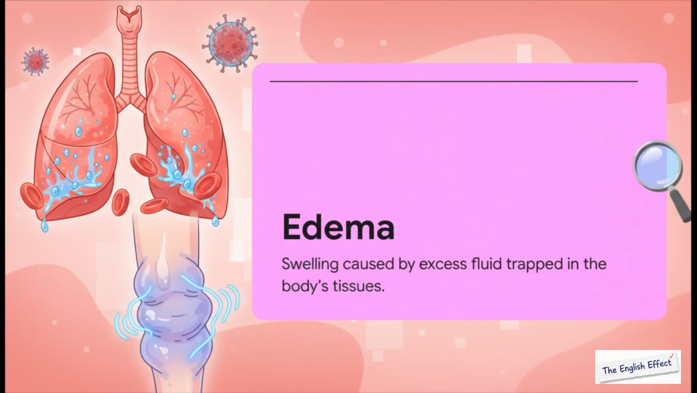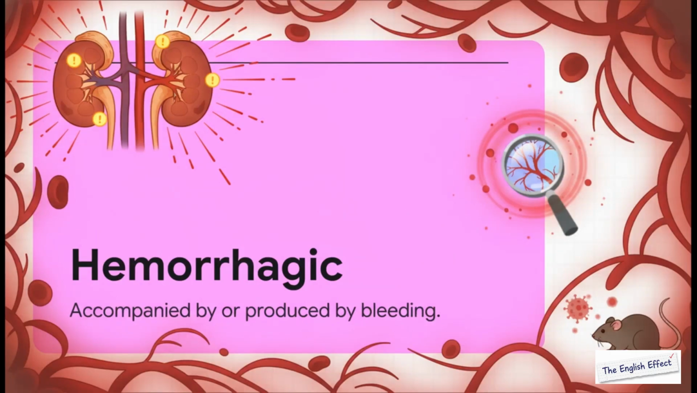So pulmonary edema means the patient's lungs are quite literally filling up with that leaked fluid, leading to massive respiratory failure. Now, switching gears to the Old World strain, HFRS. We'll use word number 8 for this one, hemorrhagic. The definition is accompanied by or produced by bleeding.